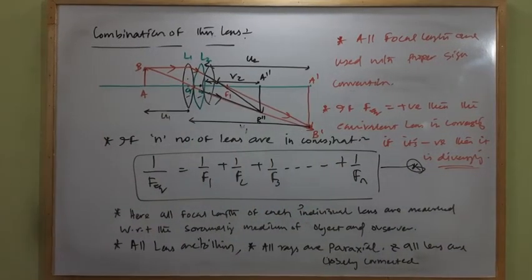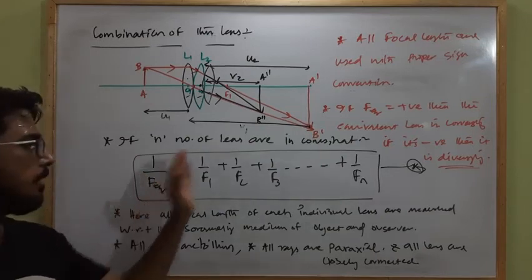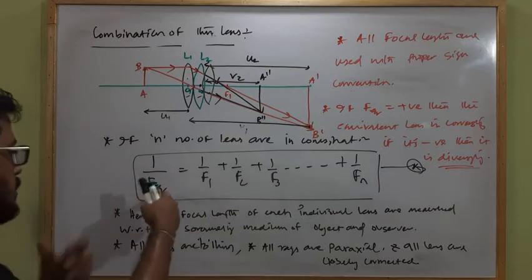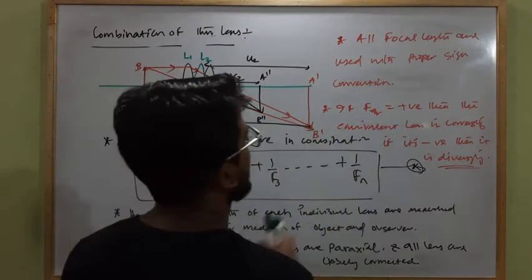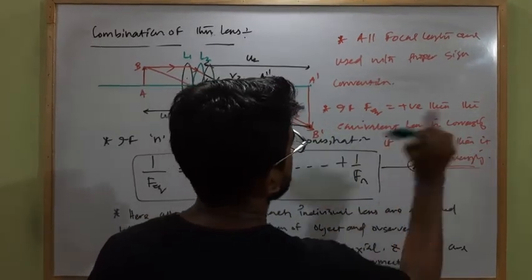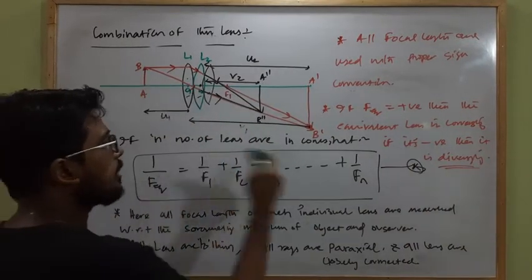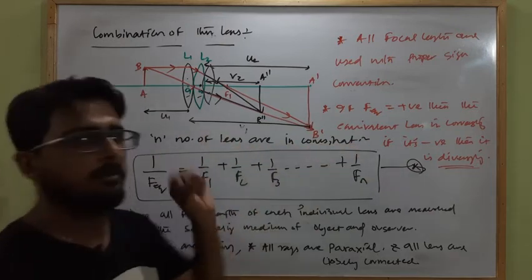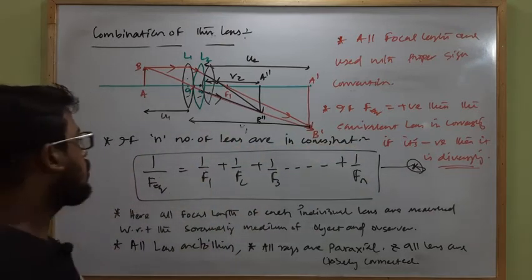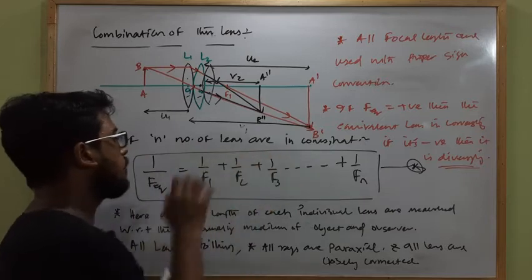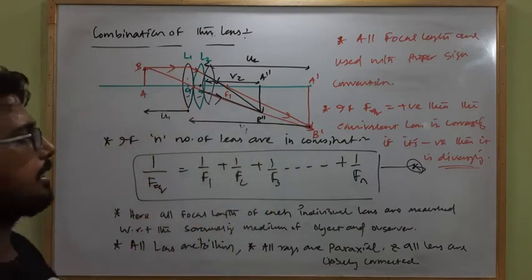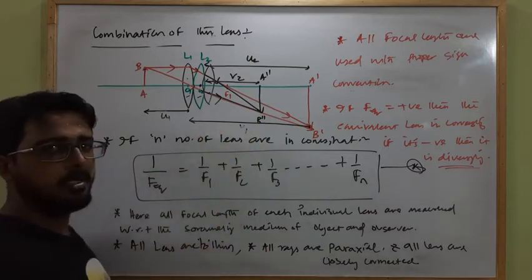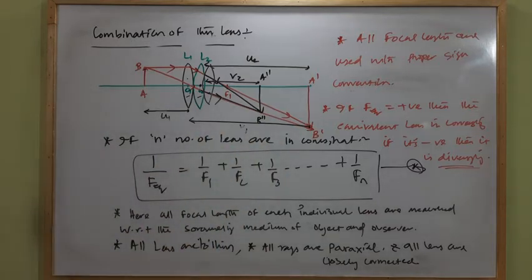You have to remember that if the F equivalent after using all the sign convention for each individual focal length becomes positive, then the equivalent lens acts as a converging lens. If the F equivalent is negative, then the equivalent lens of the combination will act as a diverging lens. Clear? So this is how we can calculate the equivalent focal length for a combination of thin lenses. Clear? The conditions you have to remember, then only we can apply this formula. Clear?